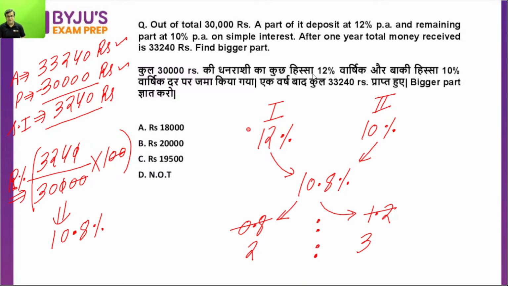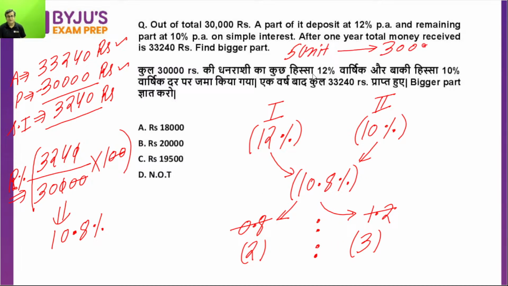This is 12%, the first part at 12%. The next part at 10%. Overall interest is 10.8. So we can use the alligation method. The gap is 1.2. The gap is 0.8. The gap is 2 and 3. So what about the bigger part? This is 2 plus 3, 5 units. It is 30,000 rupees. 5 sixes is 6,000. 6 twos are 12,000. 6 threes are 18,000. Okay. Bigger part, obviously 18,000.